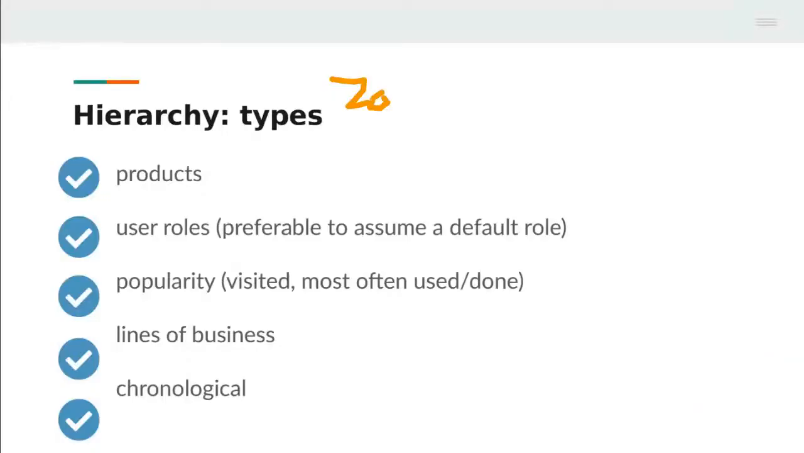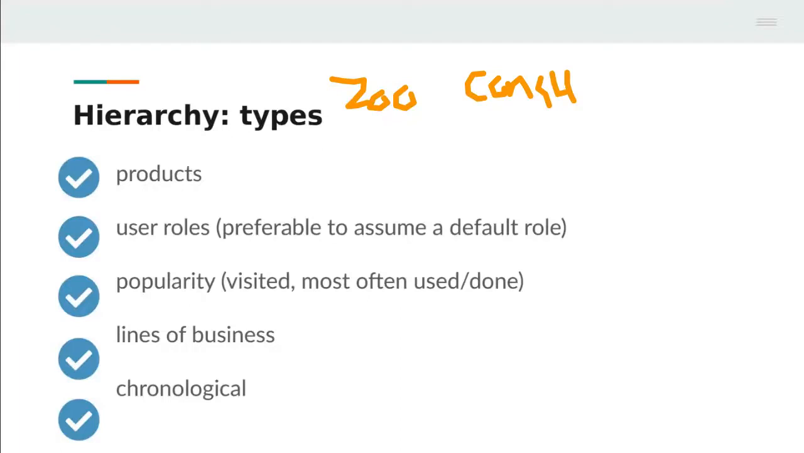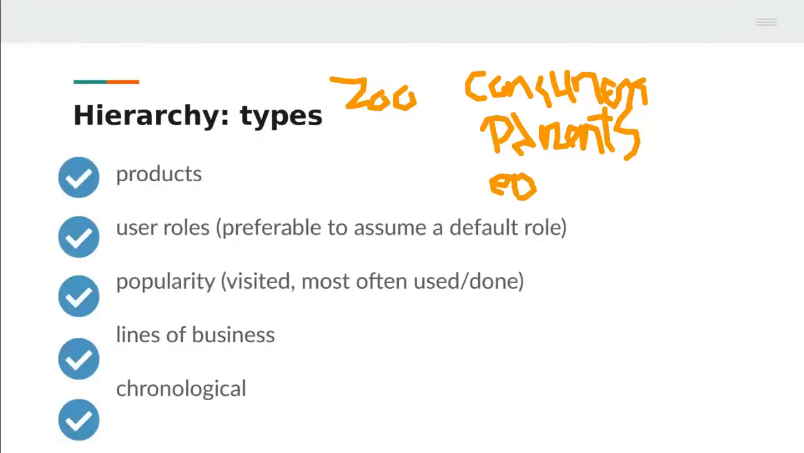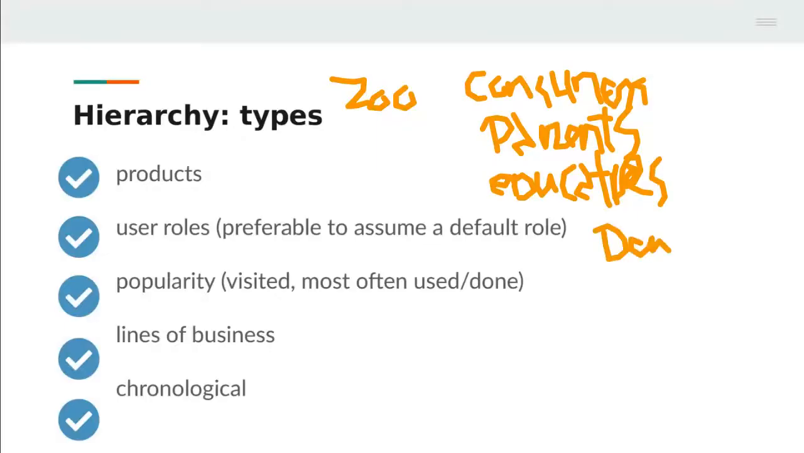Another way that you can divide content is per user role. Let's think of the zoo. A zoo has regular consumers, and then you have parents, maybe as a set of customer. Maybe you have educators, and then maybe you have donors, people that do donations. So that could be a good example of user role. And you will see that sometimes some sites will have a section for educators.